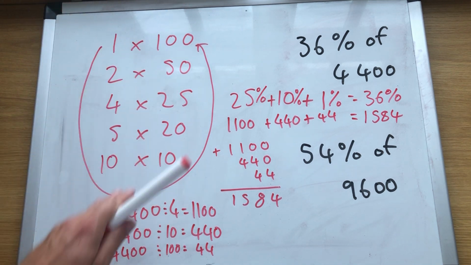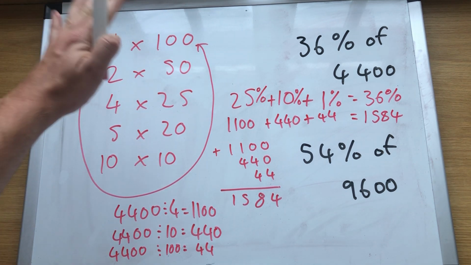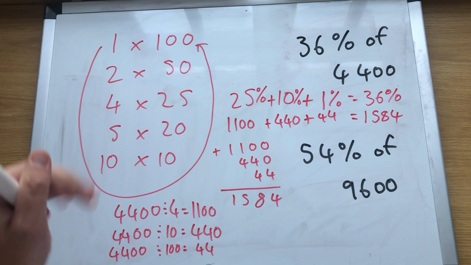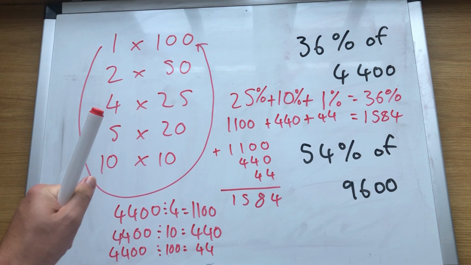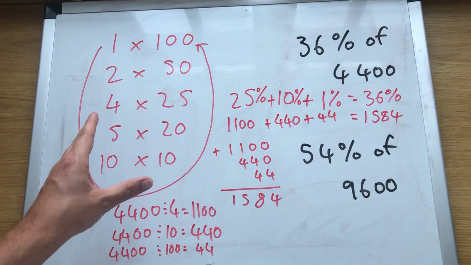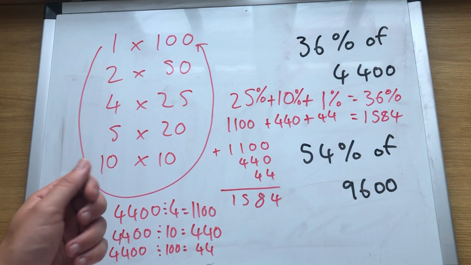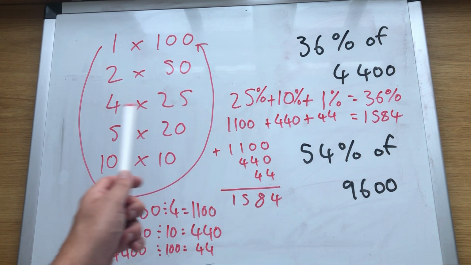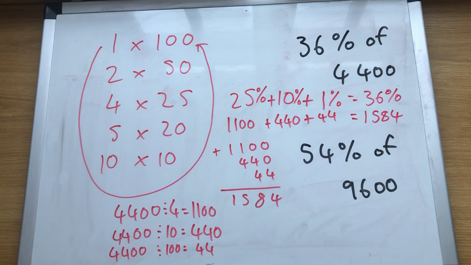So in order to find 36% of 4,400, we need to create our factors of 100, use our factor pairs, and come up with different numbers using the factor pairs to create 36%. Have a look here. Can you see an easy way to use these numbers to make 54? If you can, I think you're going to be able to answer 54% of 9,600. Let me know what you got in the comments.